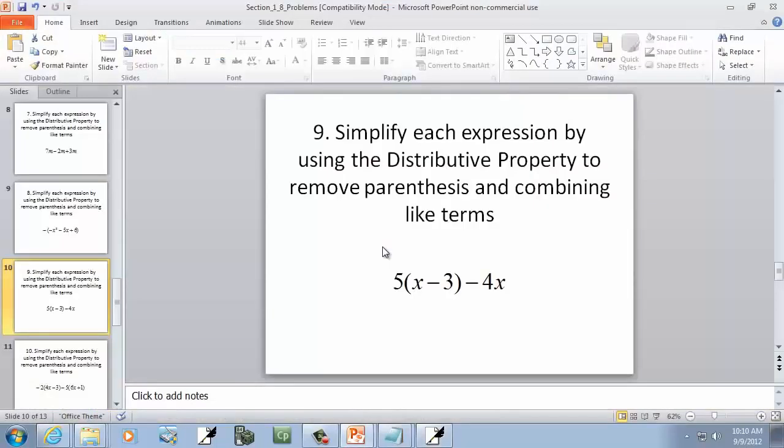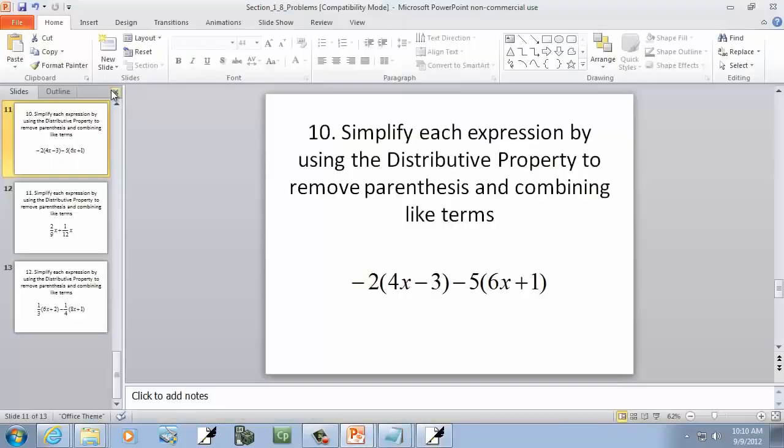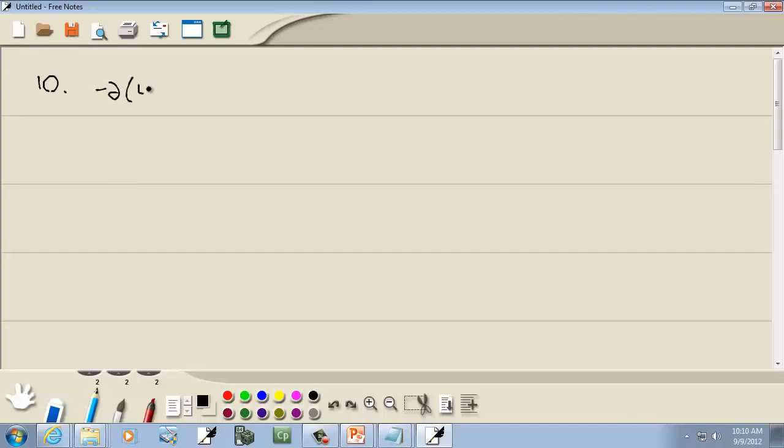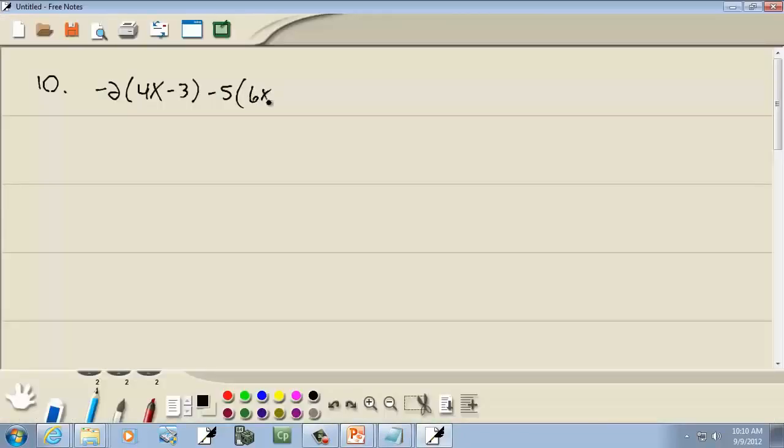Let's look at another problem. Got negative 2 times 4x minus 3 minus 5 times 6x plus 1. Again, if the instructions didn't tell us what to do, I'd hit this problem and do my Dear Aunt Sally procedure. Please excuse my dear Aunt Sally. Do what's inside the parentheses. Nothing to do inside the parentheses. Excuse, exponents? No.